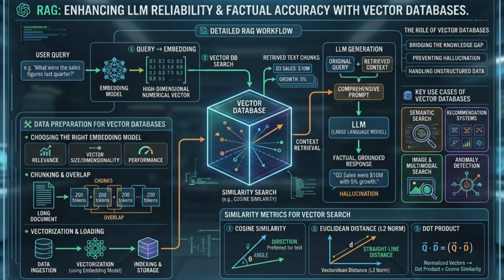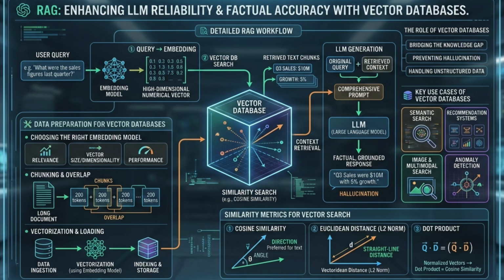The formula calculates the cosine of the angle between the two vectors. A score of 1 means identical direction or maximum similarity, 0 means orthogonality or no correlation, and -1 means opposite direction or maximum dissimilarity. Next, let's talk about Euclidean distance, also known as the L2 distance.